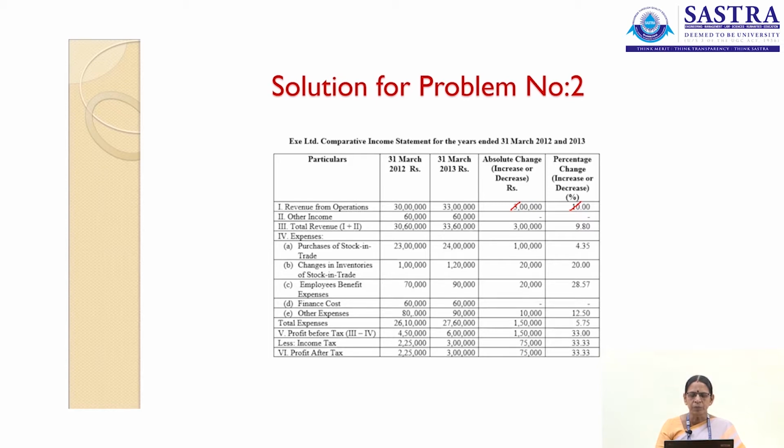Then total revenue comes to 30 lakhs and 60,000, here 33 lakhs and 60,000, so the difference is 3 lakhs. Now 3 lakhs divided by 30 lakhs and 60,000 will give you 9.80. Purchases, we have 1 lakh as difference, 1 lakh divided by 23 lakhs will get 4.35%. Then again changes in the inventories, 20,000 divided by 1 lakh will get 20%.